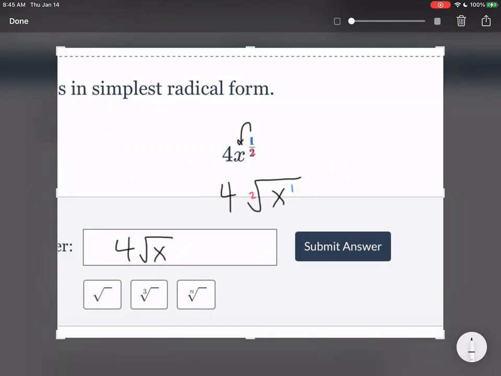Remember that you don't have to write the little 2 when you're doing a square root. And you don't have to write that it's x to the power of 1. You just have to write that it's x, because x is x to the power of 1. When you don't see the exponent, it has a 1.